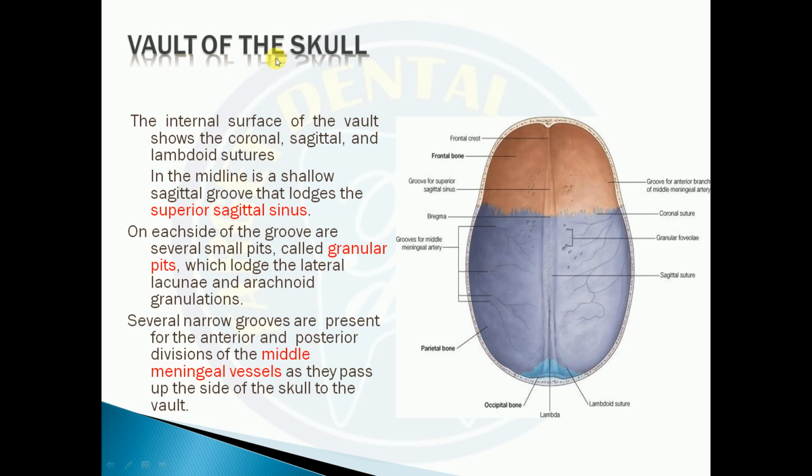Now coming on to the vault of the skull, the internal surface of the vault shows the coronal, sagittal and the lambdoid sutures. So these are your lambdoid sutures, these are your coronal sutures, and these are your sagittal sutures. In the midline, there is a shallow sagittal groove which lodges the superior sagittal sinus. On each side, you can see the small granular pits.